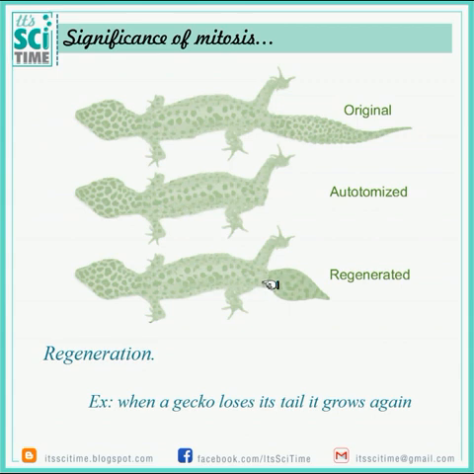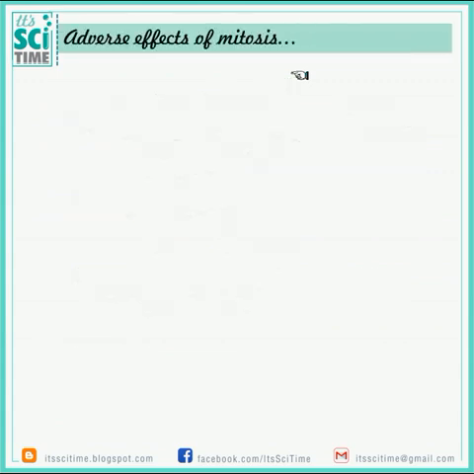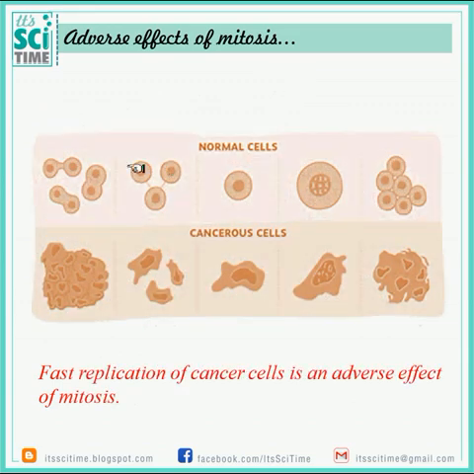In each and every organism you can't see it. If our finger is lost, a new finger will not grow. But some organisms have this regeneration ability. In regeneration also, mitosis division is helpful. And these are useful things, but there are some adverse effects as well. Look at the adverse effect of mitosis. Normal cell division as well as cancer cell division both occur by the mitosis process. Then fast replication of these cancer cells is an adverse effect of mitosis.